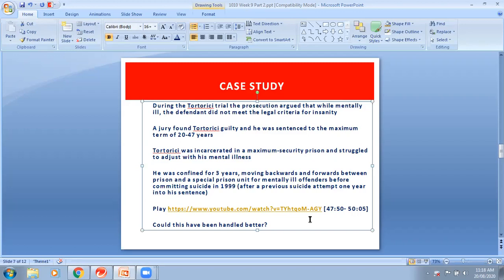Well, obviously it could have. He was never fit to stand trial. Both sides and the judge should have decided he was not fit, and he should never ever have been sent to a normal prison.